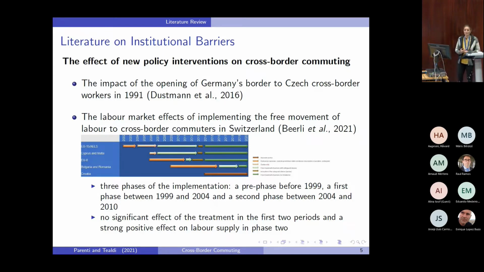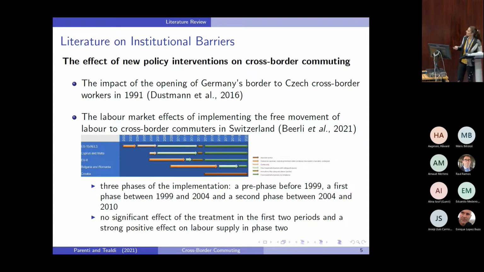Of course, there are many reasons to consider Switzerland. First of all, it's located at the center of Europe, and it's a destination of many commuters from the European Union, in particular from France, Italy, and Germany. And the other fact is that the Schengen agreement in Switzerland was implemented after the freedom of movement was already granted to the EU15 and EFTA citizens. So this actually allows us, as I told you before, to disentangle the effect of the two policies.